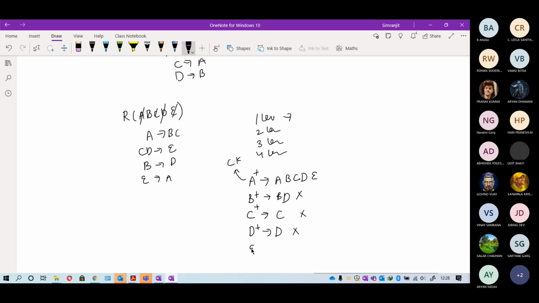Now the only thing that is remaining is E plus. Okay. So from E you are getting A. So there is no need to check, everything will already be there. A is already a candidate key. It means that if any other attribute is deriving a candidate key, it means everything is derivable.